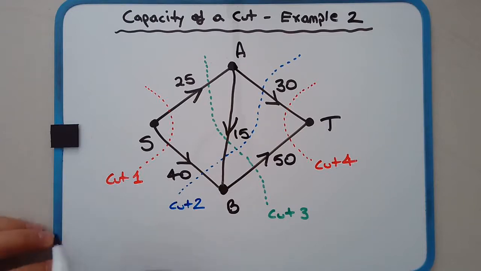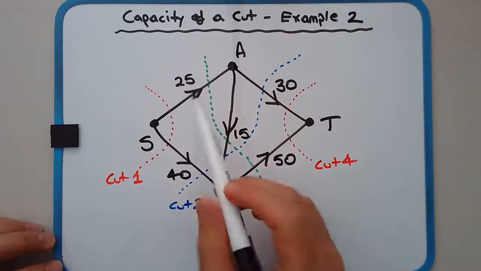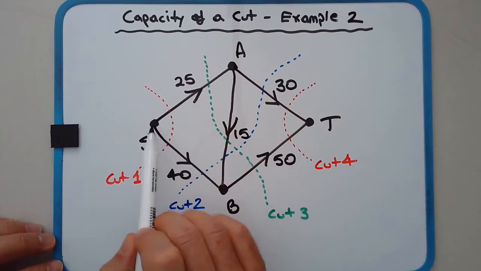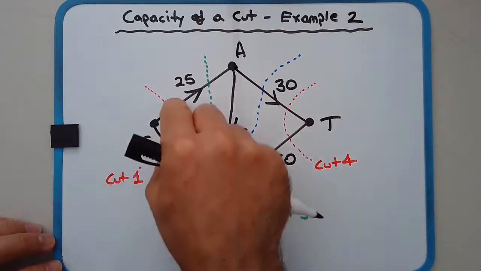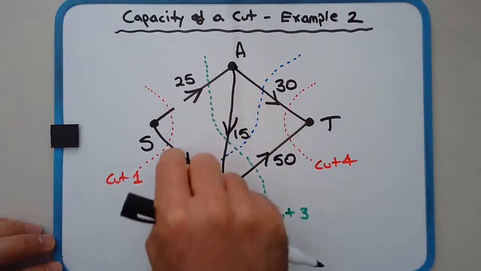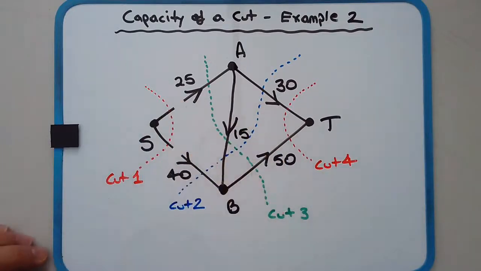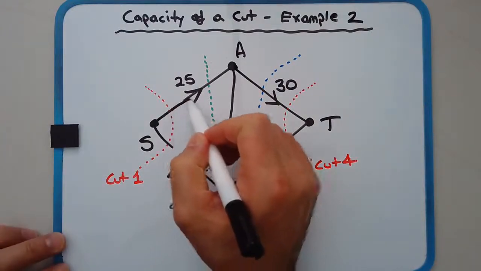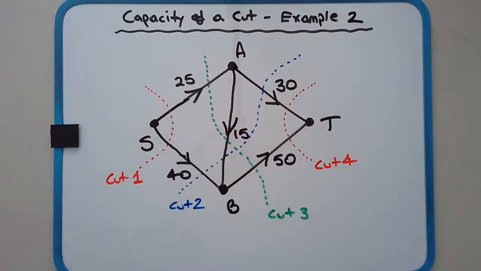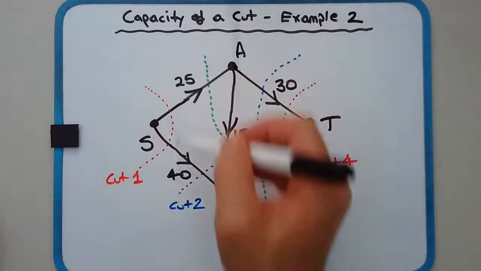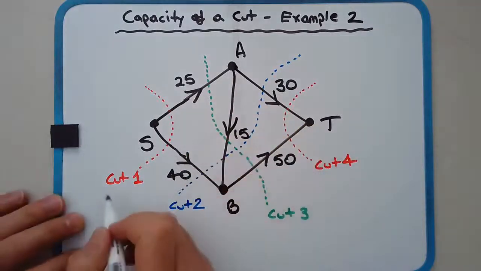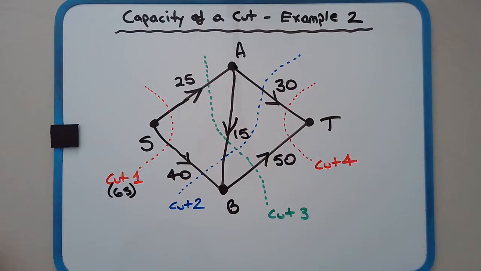Okay, let's have a look at cut number 1. Cut number 1 cuts off the flow from source to sink by cutting basically that edge there and that edge there. So clearly you can see that cut number 1 is a valid cut. I'm just going to draw these back in. All we do is add the capacities of the edges that are involved in that cut. So 25 plus 40, the value of that cut is 65.